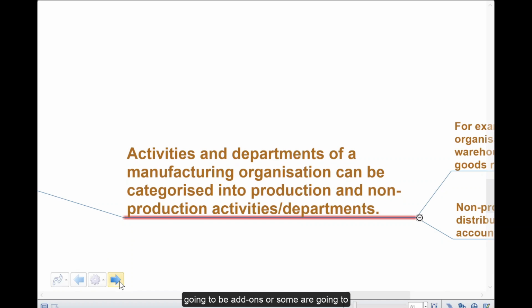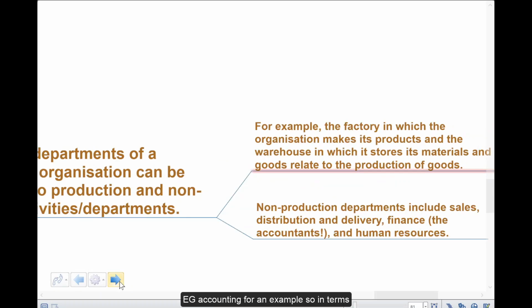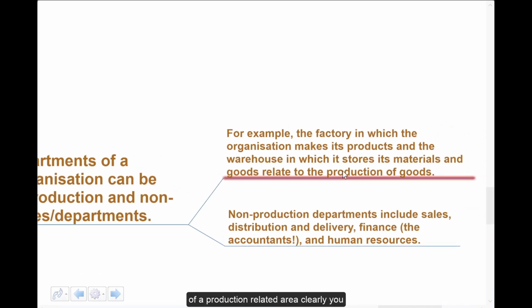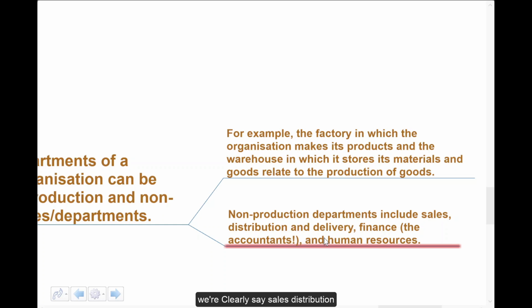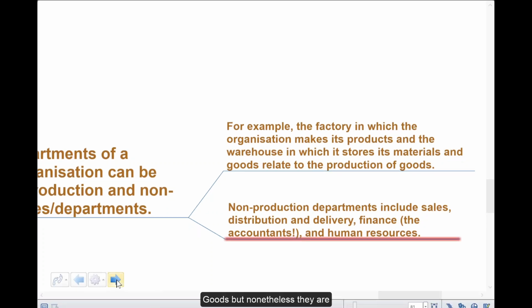Some are going to be add-ons, or related to the provision of services, e.g. accounting. So, in terms of a production-related area, clearly, we have a factory where an organization makes its products, and a warehouse where it stores materials. These areas relate to the production of goods. On the flip side, non-production departments include sales, distribution, delivery, finance, etc. These don't specifically relate to the production of goods, but nonetheless, they are important.